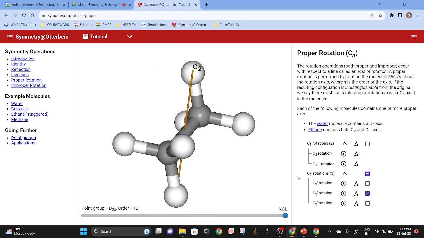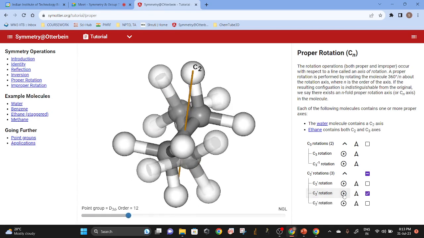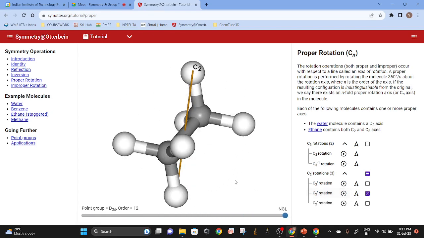See in this view. Okay, these two bonds, these two up are becoming this one up and this one down here. See carefully. Okay, and similarly one more from this side.